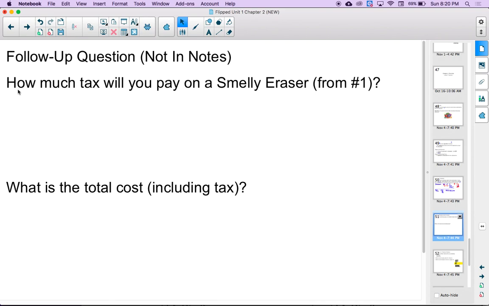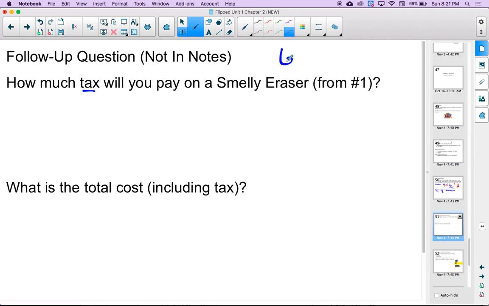A lot of students have a tough time figuring out how tax gets factored in with discounts. What price do we pay our tax on? And that's what this is going to answer for you. So if we're going to follow up on this question, we're answering the question now, how much tax will you pay on a smelly eraser from number 1?